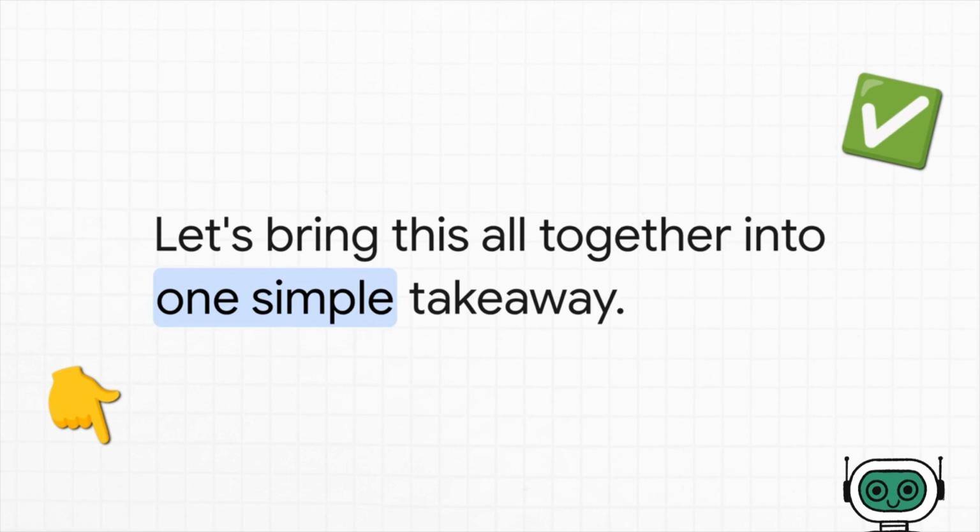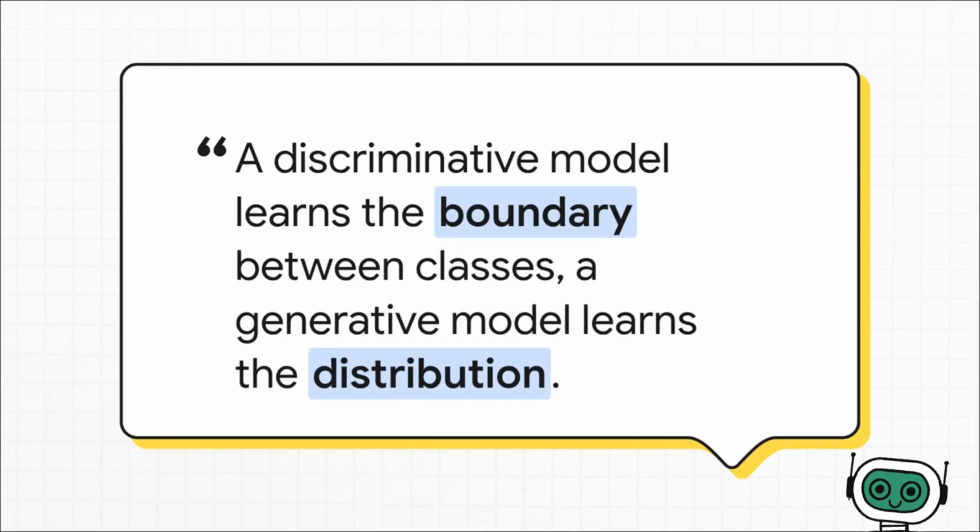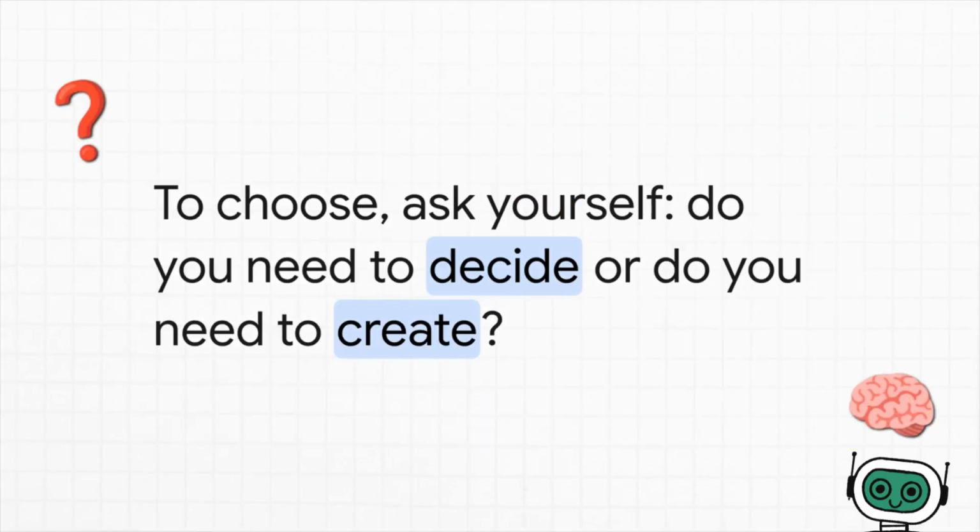All right, let's boil this all down to one final thought. A discriminative model learns the boundary. A generative model learns the data itself. It's the difference between drawing a line on a map and creating the entire map from scratch. So the next time you're starting a project, just ask yourself this one simple question. Is my goal to decide or is my goal to create? The answer will point you straight to the right tool.